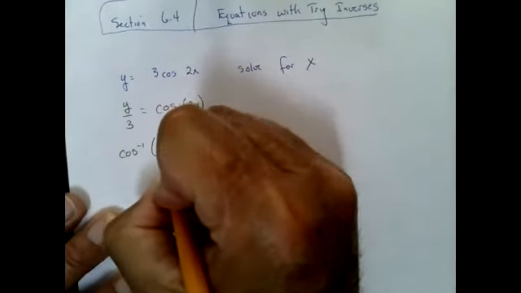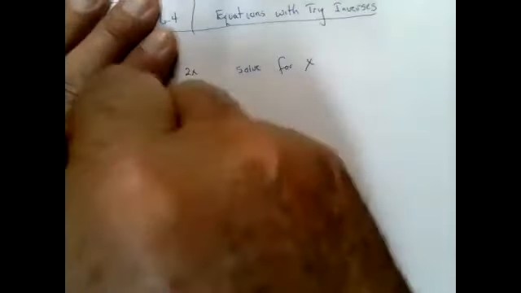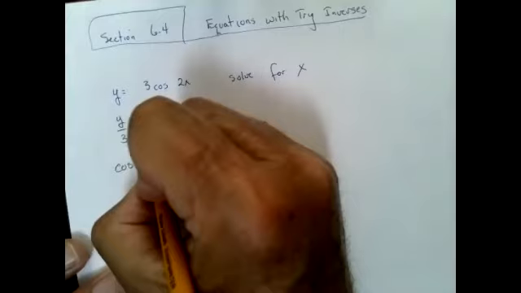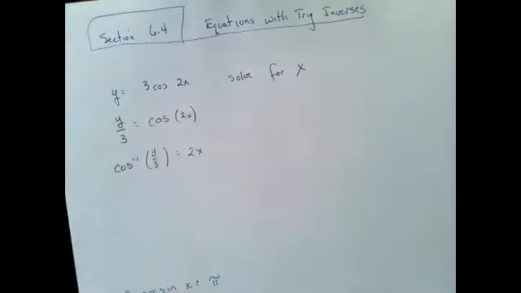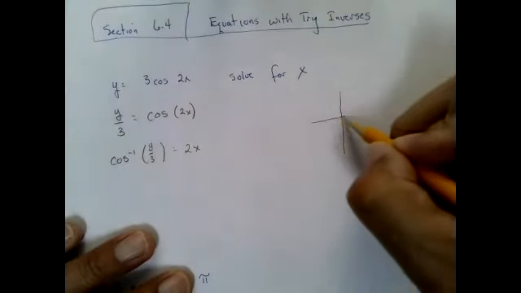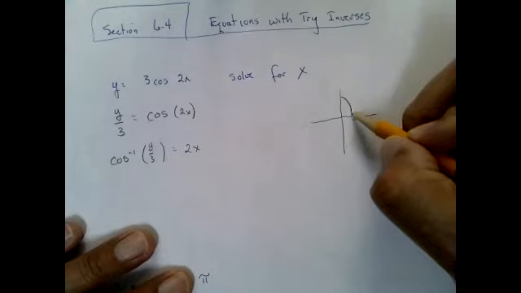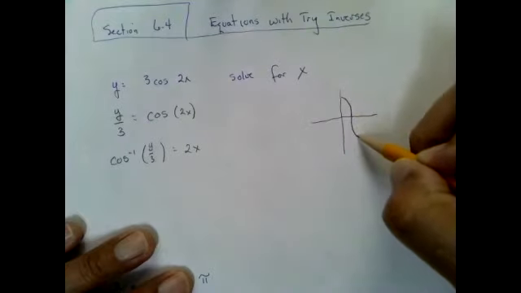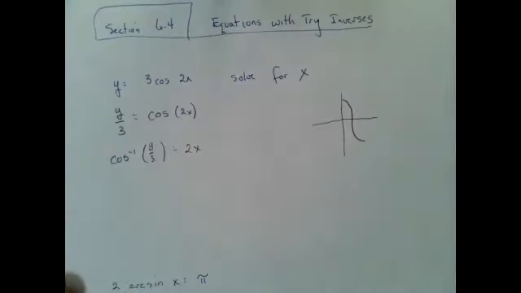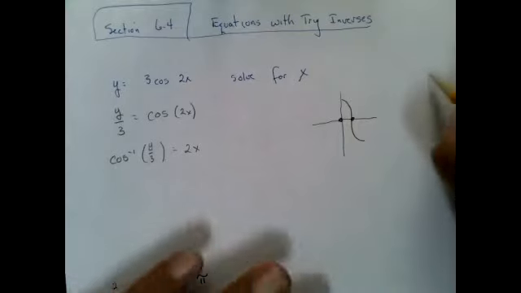Once again, my inverse cosine only gives me one answer. Where does that go back? Remember when we were doing inverses and we said for the cosine, I needed to restrict the domain. And here's the values from 0 to pi over 2.